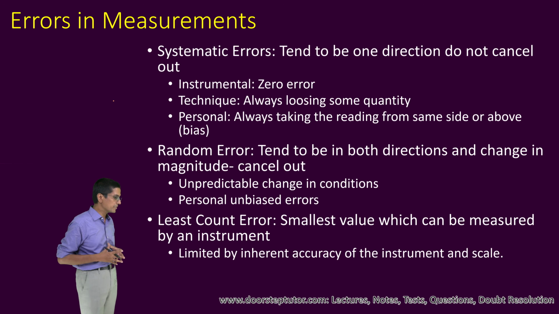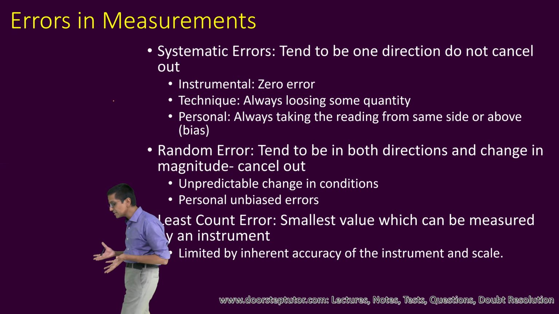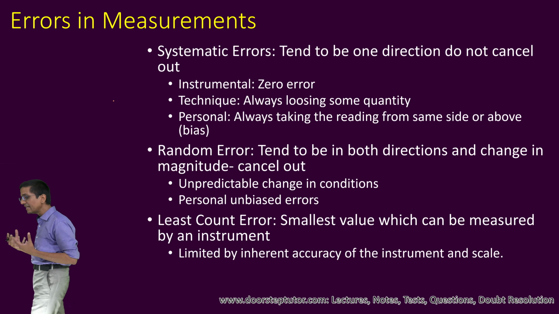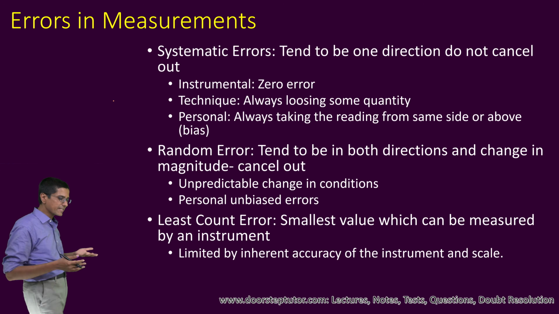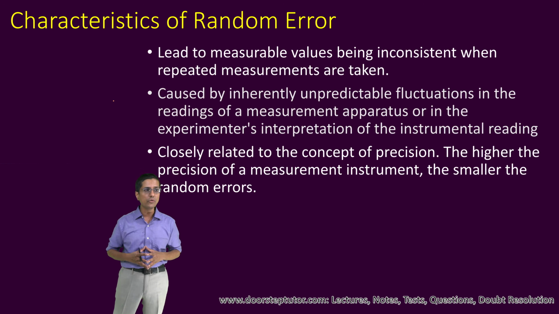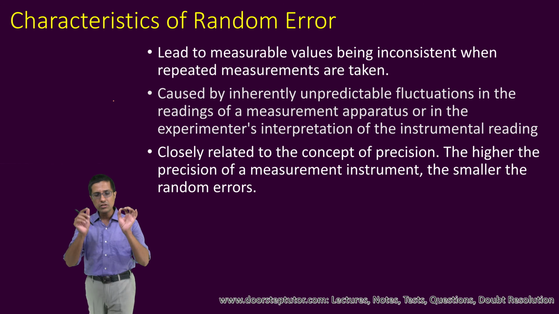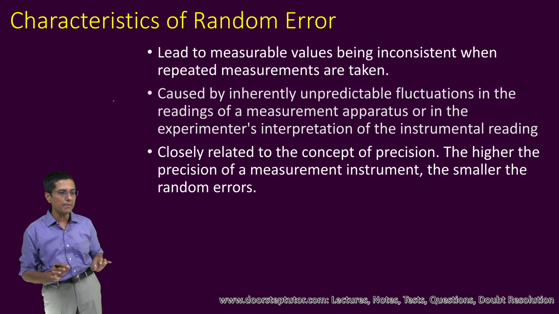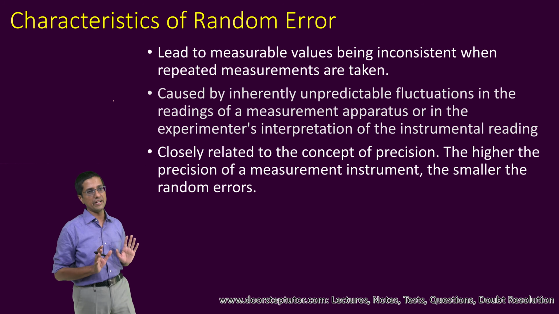Another kind of error which is always present in all measurements is least count error. What is least count error? Least count error is the inherent limitation of our instrument. For example, if I have a scale which has 1 millimeter gradations, then I cannot be expected to read more accurately than 1 millimeter. So that 1 millimeter is the least count error. That amount of error is always present in my measurements using the scale which has 1 millimeter gradation.